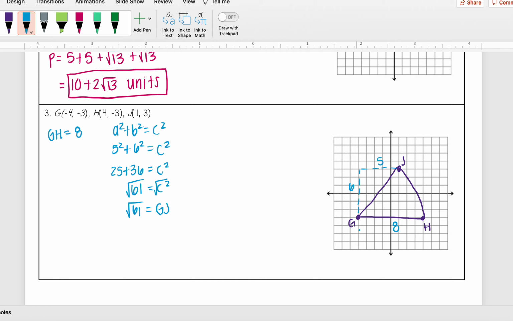Okay, go ahead and pause the video. I want you to find the length of JH. You can use either the Pythagorean theorem like I did on this first one, or you can use the distance formula. I'll show the distance formula when you press play.